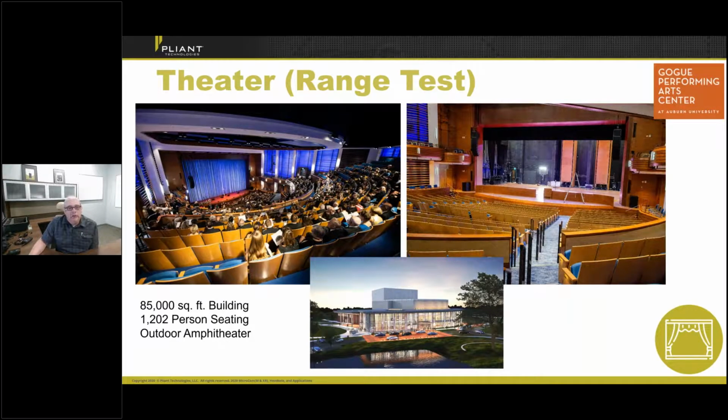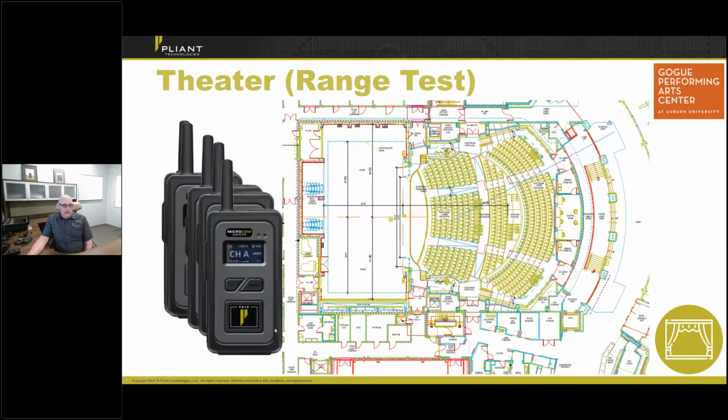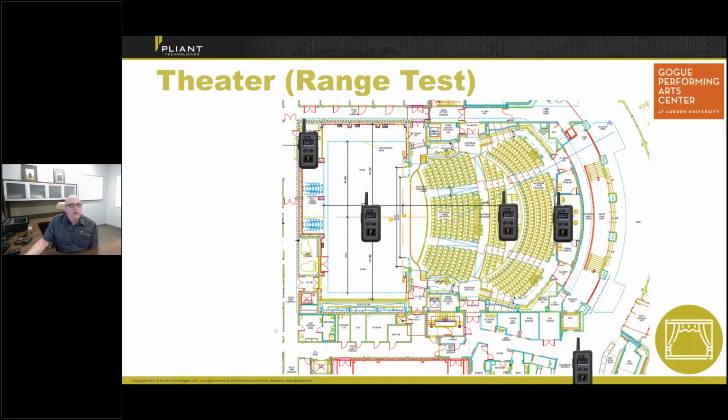The seating area within the actual theater itself is a 1,202 person seating area. They also do have an outdoor amphitheater, which is over here on the side of the building, which could be used if we wanted to have a MicroCom system just for that part of the building outside. We could certainly do something like that. So that gives you an idea of what the facility looked like. And then here's a blueprint of the actual facility. You can get some distances. In just a second, I'm going to show you range distances so you can get an idea of how far we actually were from each other.